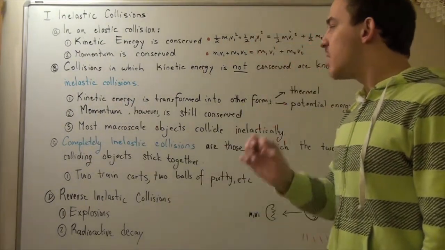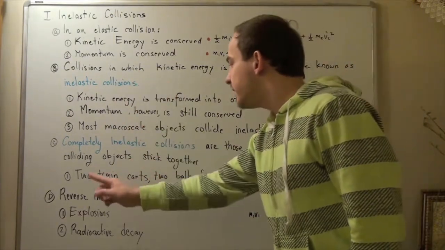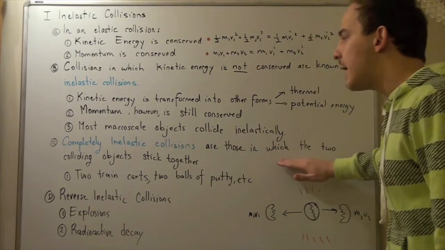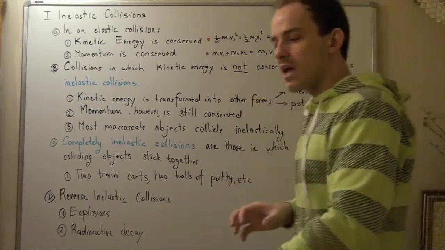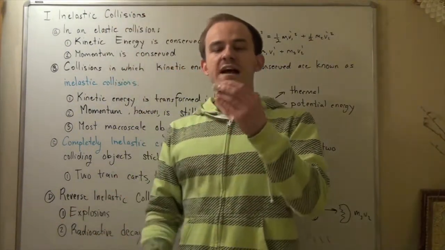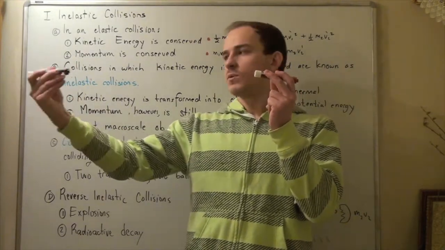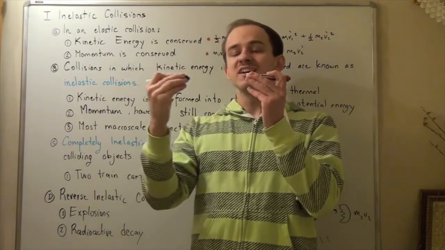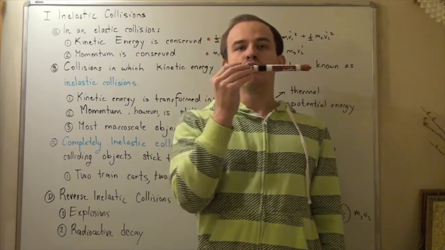Now, there's also something called a completely inelastic collision. Completely inelastic collisions are those collisions in which the two colliding objects stick together. For example, suppose I have this marker that is stationary and this marker that is moving with some velocity. Well, when this marker collides with this marker, they will stick together and move on together.